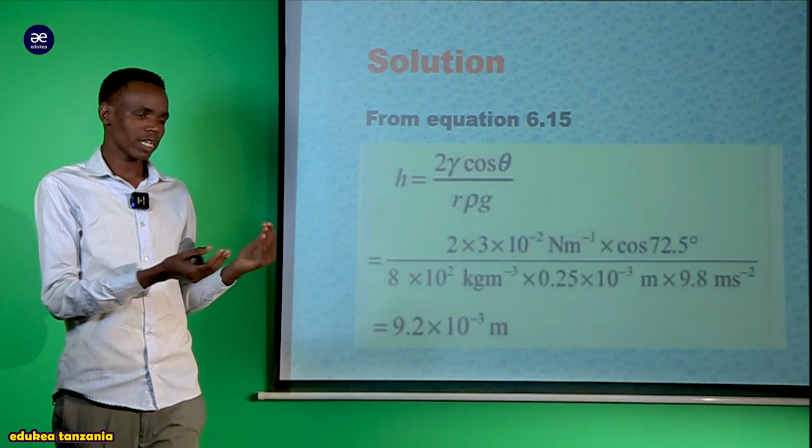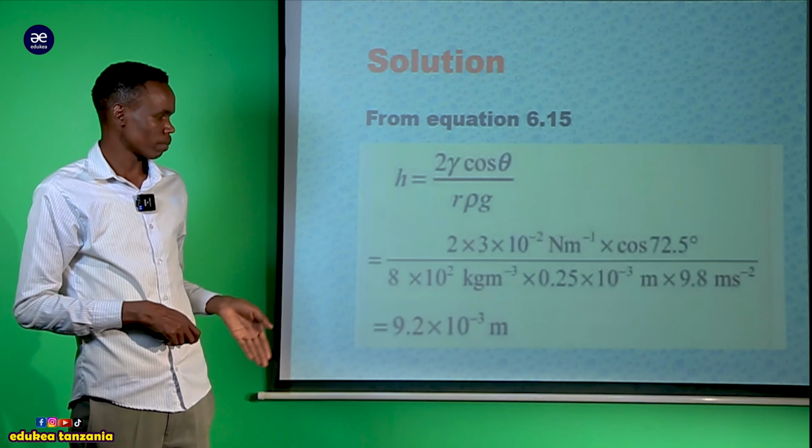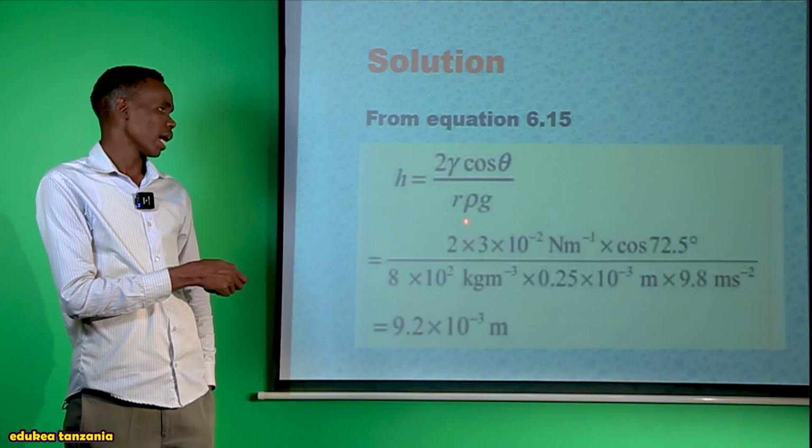into our formula. So we will take our data and paste it here. Where there is surface tension, we will put its value, which is 3 exponent negative 2 Newton per meter. And also, where there is the angle of contact, we substitute its value, which is equal to 72.5 degrees, divided by r.